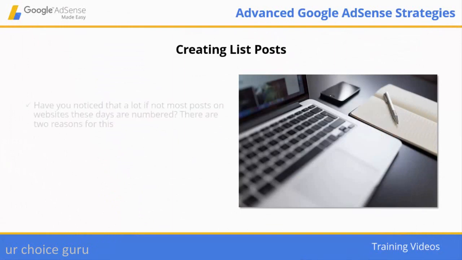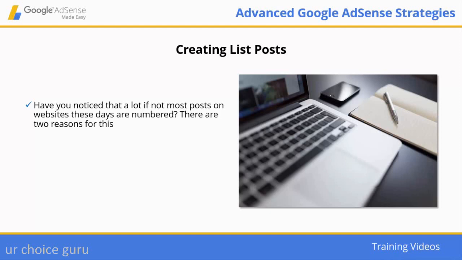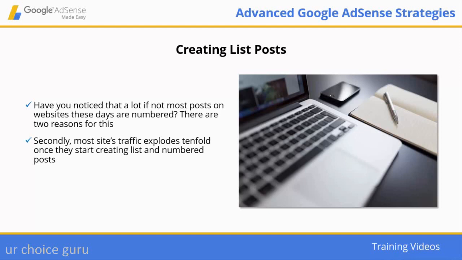Creating list posts. Have you noticed that a lot, if not most, posts on websites these days are numbered? There are two reasons for this. First, they're easier to read. You can easily camouflage a 2,000-word article into a 5-item list post, and people will gladly read it in its entirety. Secondly, most sites' traffic explodes tenfold once they start creating list and numbered posts. So what we recommend you to do is to find a way to split your post content into 5 to 10 items, each one a subtitle to the main post. You won't believe how effective this strategy is until you try it out yourself.